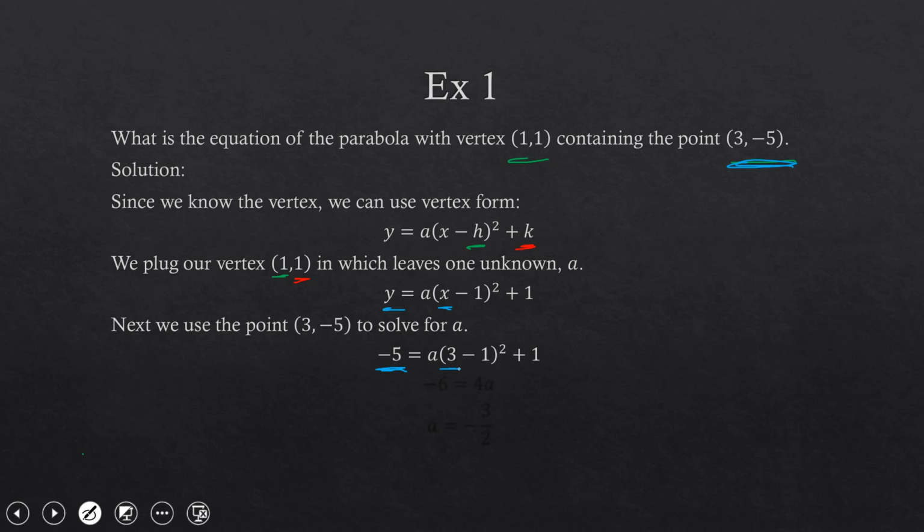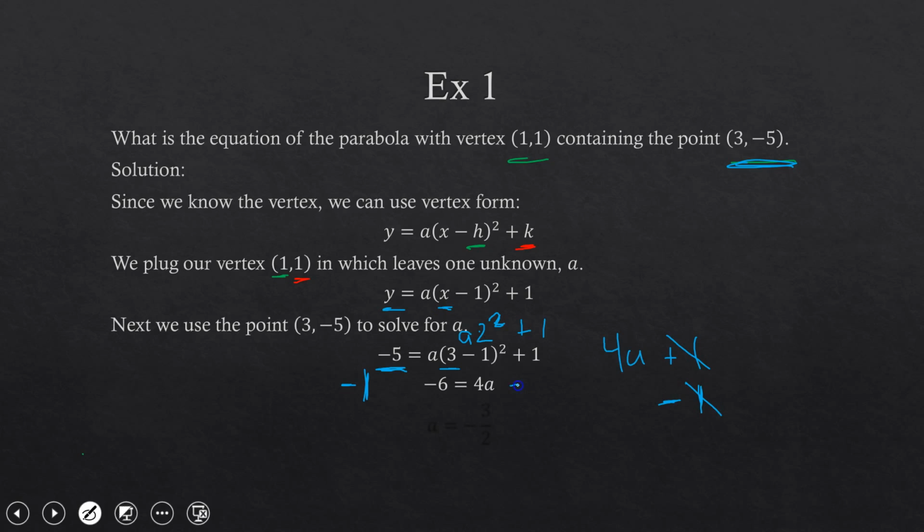So let's just go through the math a little bit here. This is going to be 2 squared plus 1 and 2 squared. So that's a times 2 squared, which gives us 4a on the right plus 1. And on the left we have minus 5 still. And so if we take away 1 from both sides, that's going to give us this equation here, 4a equals minus 6.